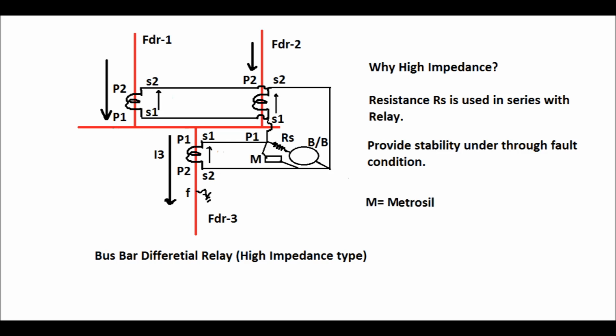Since high impedance is used in series with this busbar protection relay, during through fault condition a high voltage develops across the resistance used in series with this busbar protection, and if this high voltage is greater than 2 kV, then in general a metrosil is used in parallel with the resistance and relay as shown in this diagram.